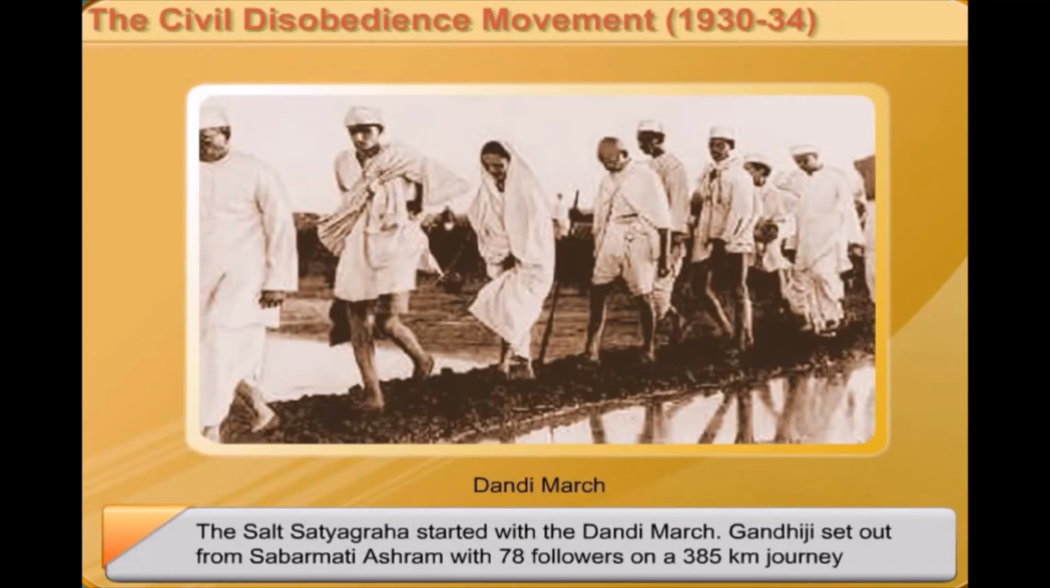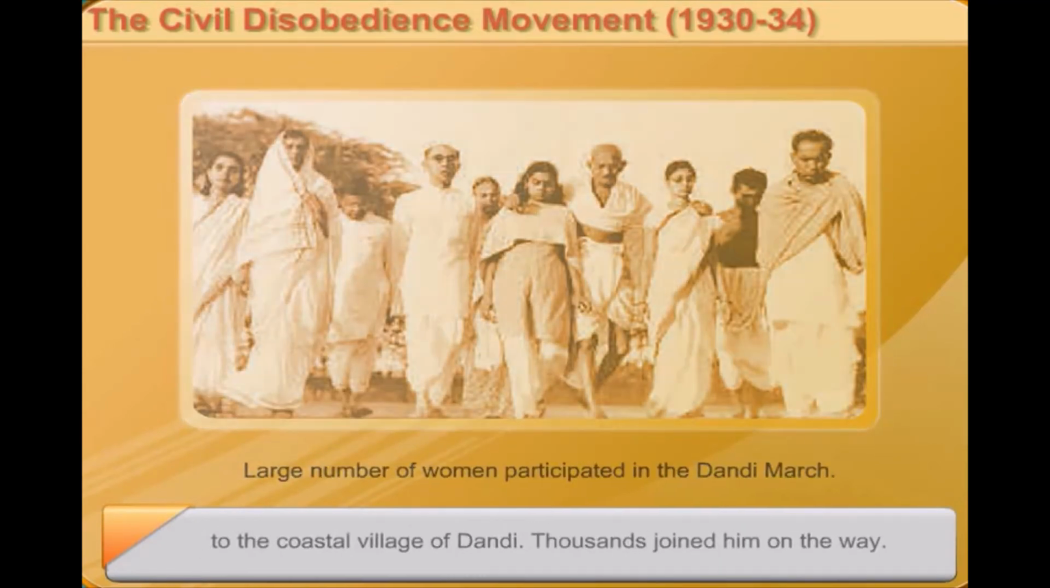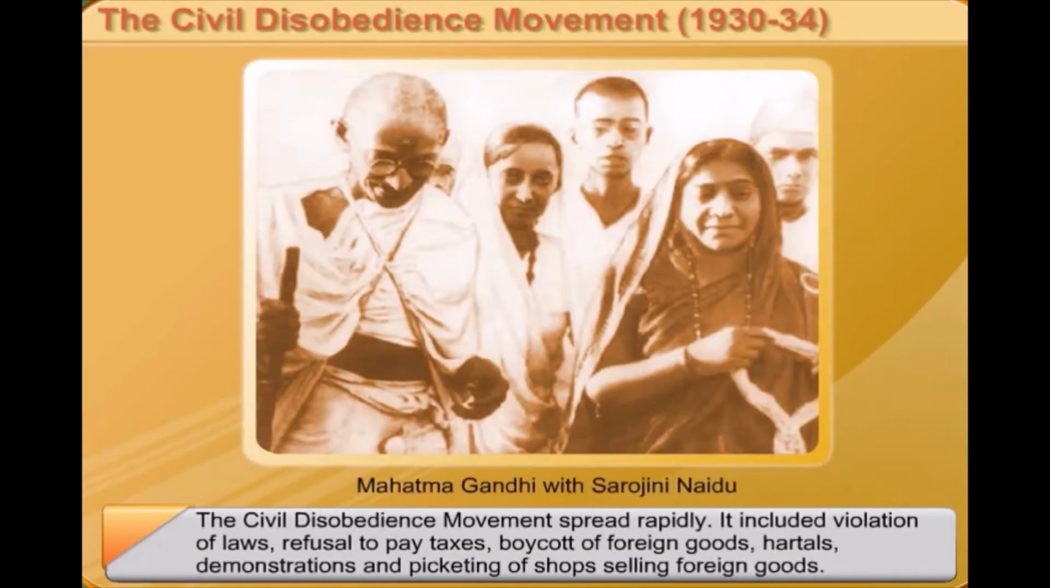From Sabarmati Ashram with 78 followers, Gandhiji set out on a 385-kilometer journey to the coastal village of Dandi, and thousands joined him on the way. On reaching Dandi, he picked up some salt from the beach. This act symbolized the defiance of the salt law. The civil disobedience movement spread rapidly.